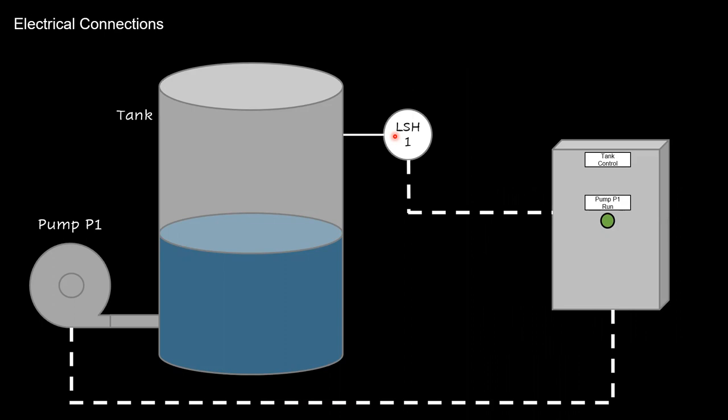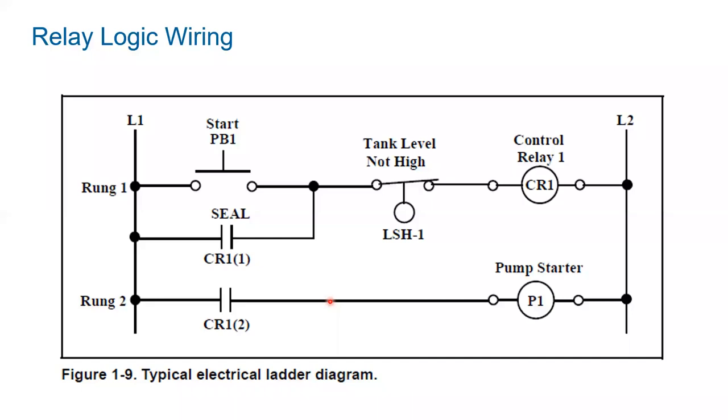and we have a start push button. I walk up and press this push button, which would tell the pump to start running. Then I have a signal coming back into this panel from the level switch, so that whenever the level switch was triggered, it would break the circuit to the pump and turn it off. So this is what the relay logic would look like. If I was going to wire the controls for that, this is what it looked like.